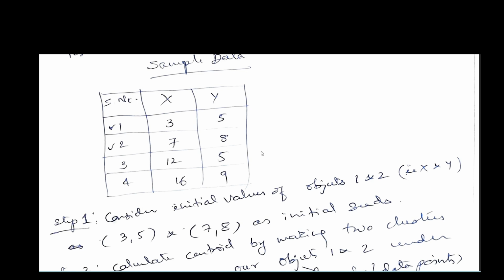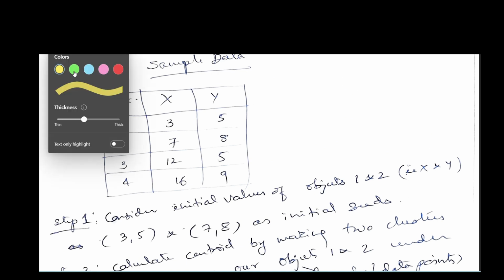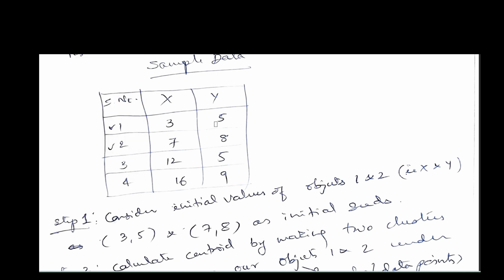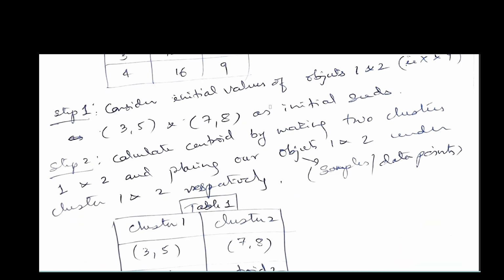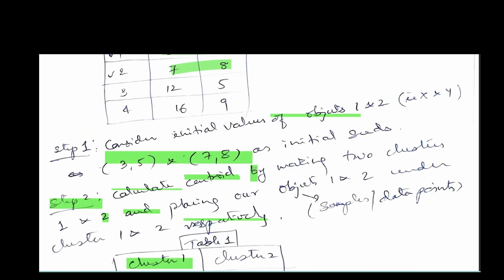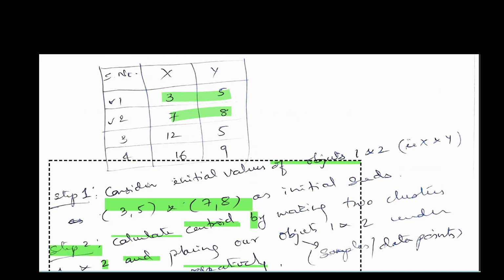So it is the sample data. Now we will consider 3, 5 because they haven't provided us the centroid. So we only use this 3, 5 and 7, 8. We will use this 3, 5 and 7, 8 as the centroids. You can see here that 3, 5 and 7, 8 are used as the centroids.